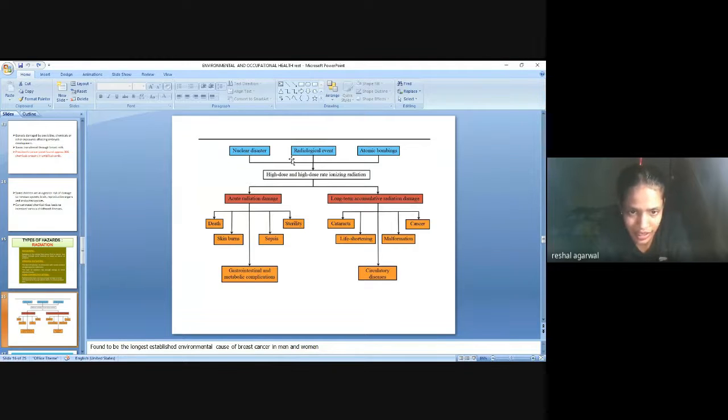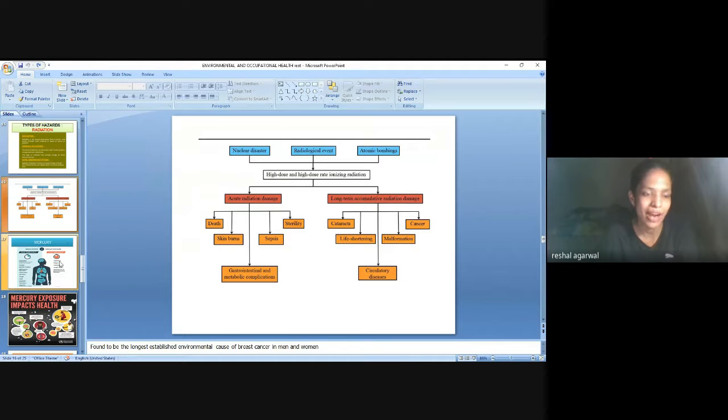It can be seen easily that there are some acute damages as well as some long term or chronic damages which are caused due to radiation exposure. Talking about the acute damages, death, skin burns, sepsis, sterility, and GI and metabolic complications are caused due to radiation exposure. And talking about the long-term damages, they are cataracts, cancer, life shortening, malformations, and circulatory disease problems. So this is how much impact radiation can have on human health.